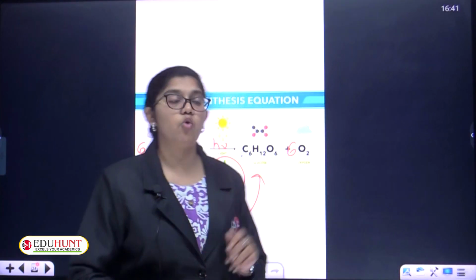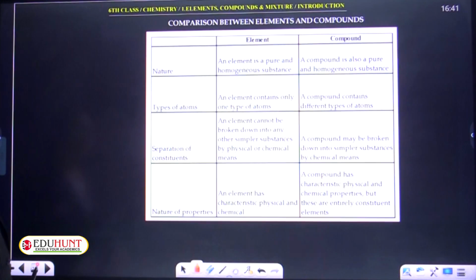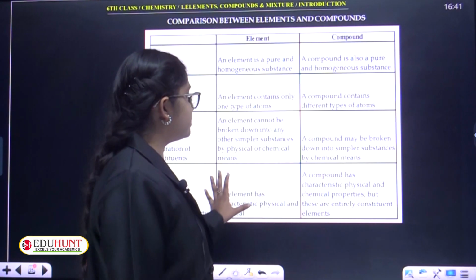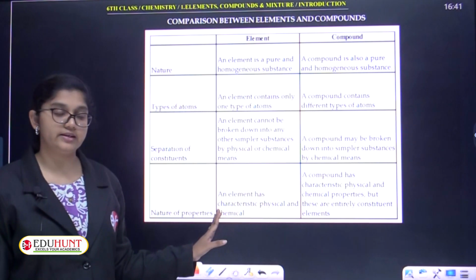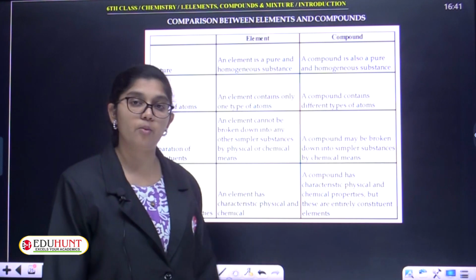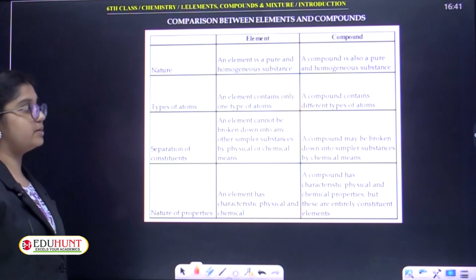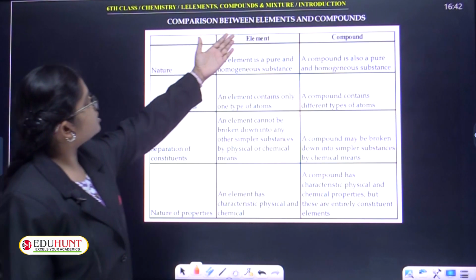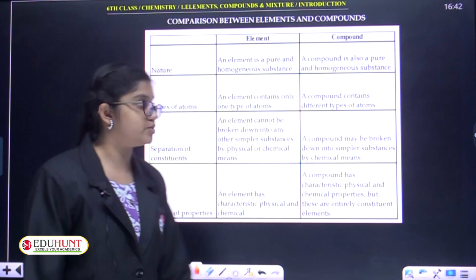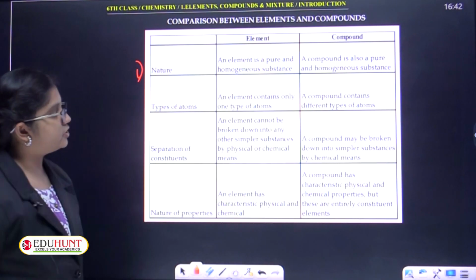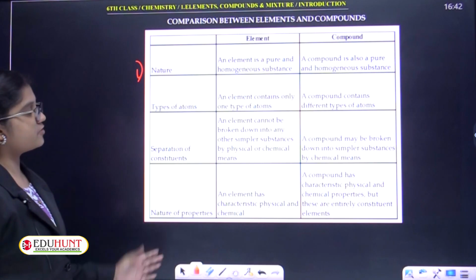So let's see now what is the difference between an element and a compound. In the previous class, I taught you about the element clearly, and in today's class, we have learned about compound, right? Let's see what is that in detail with a differentiation table. Okay, comparison between elements and compounds. What is the first one? The first differentiation. Similarities and differentiation we can see over here.